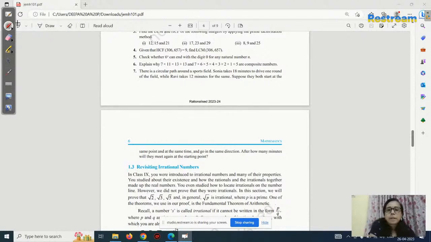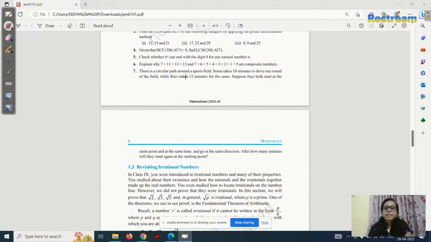There is a circular path around a sports field. Sonia takes 18 minutes to drive one round of the field, while Ravi takes 12 minutes for the same. Suppose they both start at the same point at the same time and go in the same direction. After how many minutes will they meet again at the starting point? That is the question here.